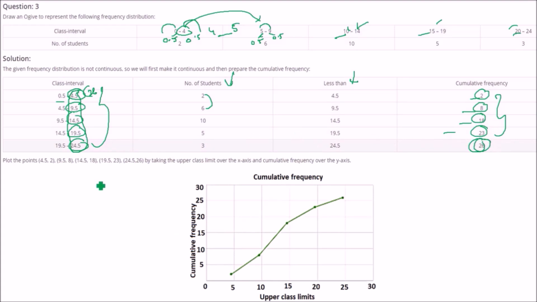So now we have coordinates. Let us draw the coordinates. The first is 4.5 and 2. Why do we just ignore this? Because we have to find out less than, and we are interested in the upper limit. That is why I just ignored it.